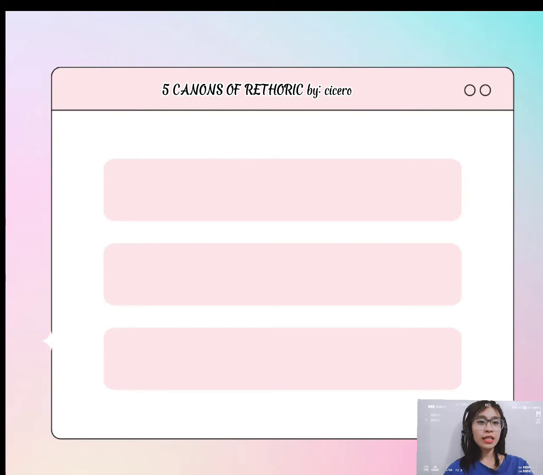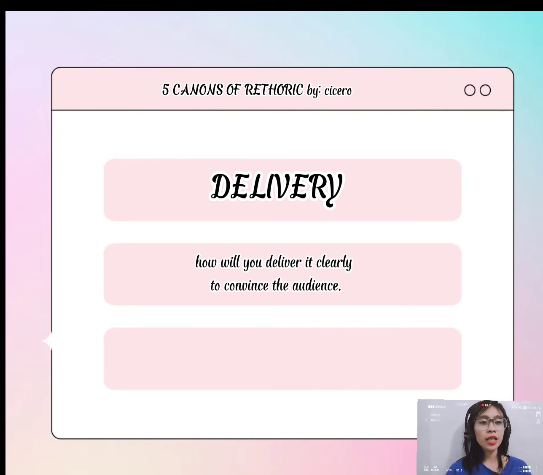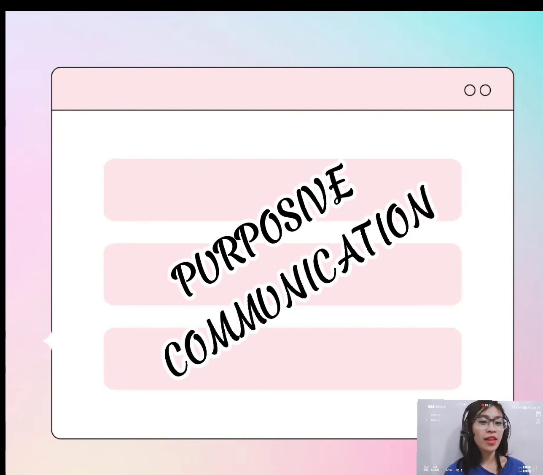The last one is delivery. It concerns how it is said rather than what is said. To be more specific, the importance of delivery is in how you deliver it properly and clearly to convince the audience. Because you can pretend your emotions, like when the speech is sad, you can still deliver that speech happily. And that is my understanding of the 5 canons of rhetoric by Cicero.